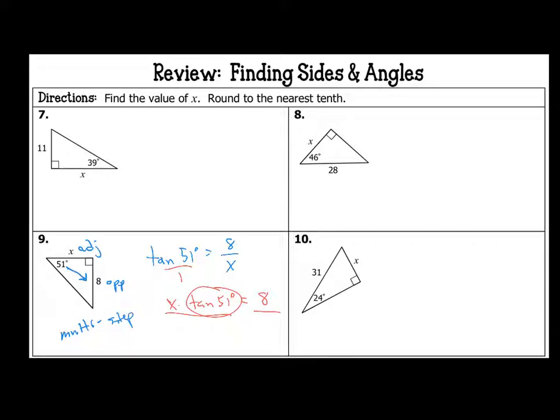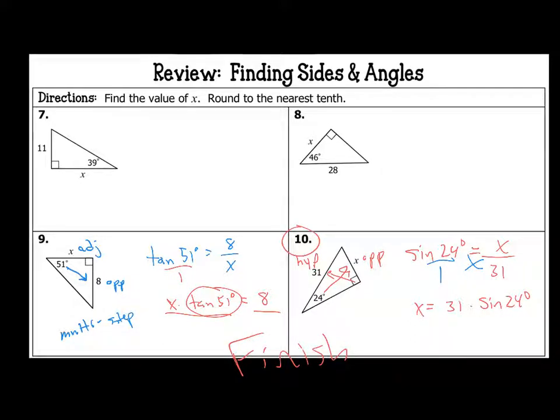Moving on to number 10, I have my opposite side and my hypotenuse, because that's opposite the right angle. Opposite and hypotenuse sounds like sine of 24 degrees is equal to opposite, which is x, over hypotenuse, which is 31. So this is the nice, easy version. When I set myself up for cross multiplication here, I'm going to get x times 1 is x is equal to 31 times the sine of 24 degrees. So go ahead and finish number 10. And number 9, I've already done number 7 and 8 pretty much all the way for you. So you're going to finish up 9 and 10.